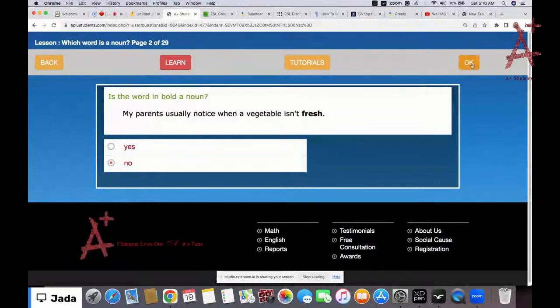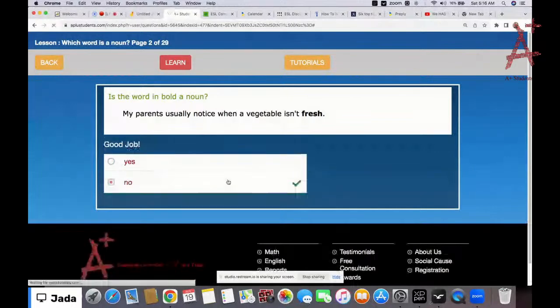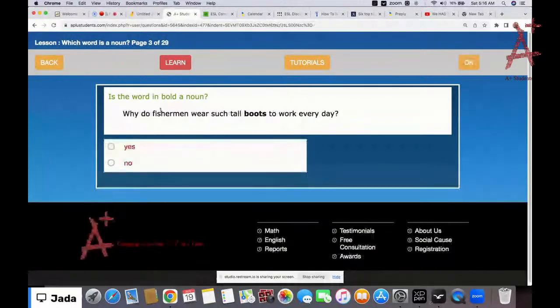Katel. Okay. All right. So moving on to the next, we have: why do fishermen wear such tall boots to work every day? Boots. So boots is like the shoes we wear, right? So is boot a noun? Okay, Joseph. Okay, thank you guys.